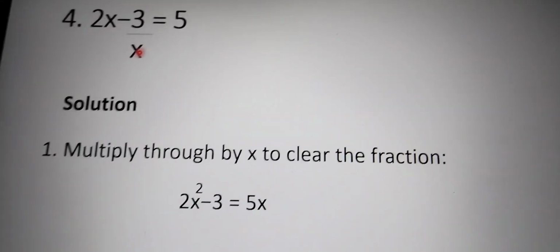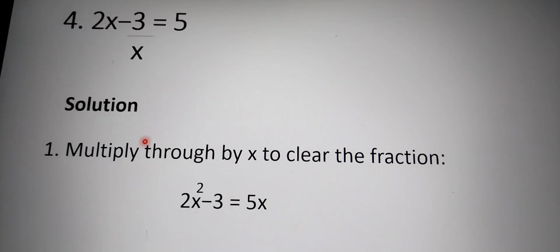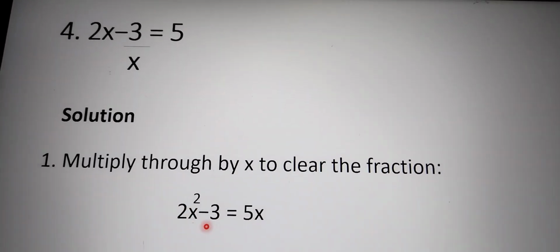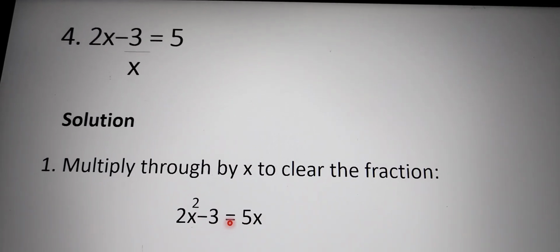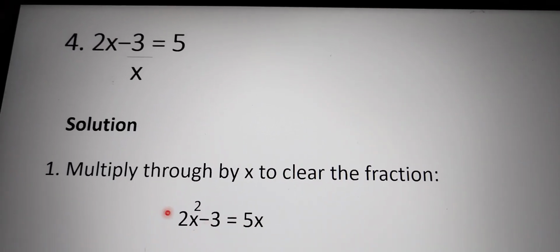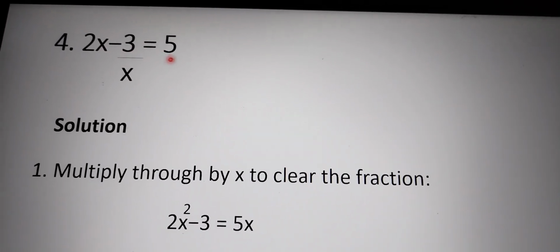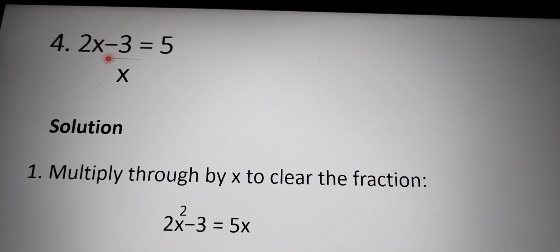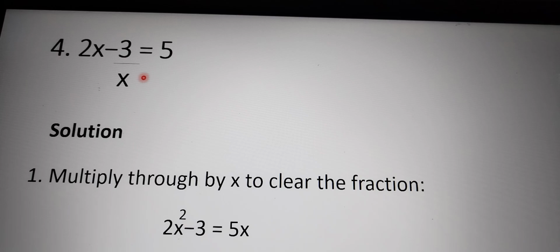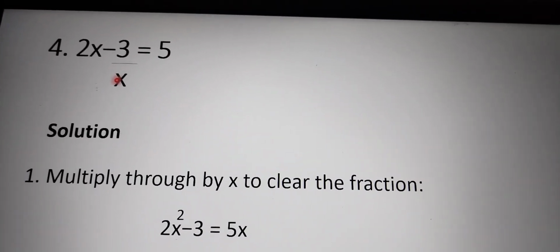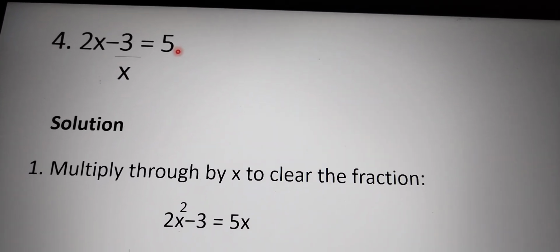After being multiplied by x, it will be 2x squared minus 3 is equal to 5x, because we have multiplied x here and here. So x times x will be x squared. This x will be cancelled out by this one, and we'll still have x here.